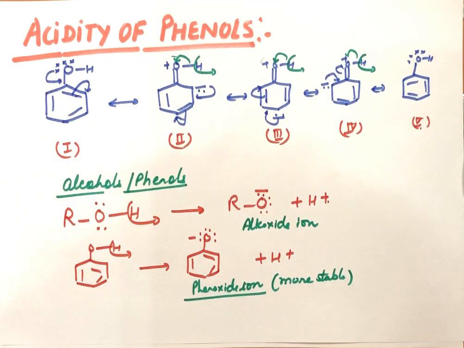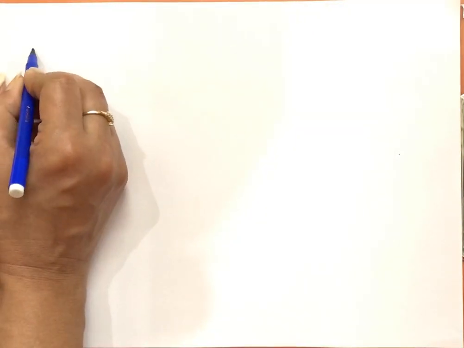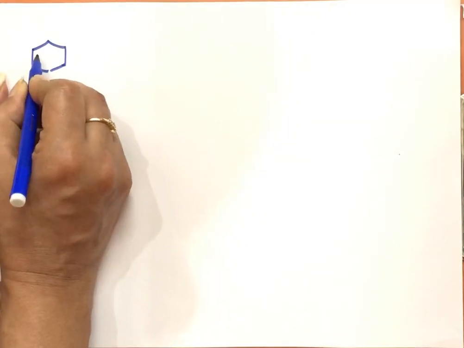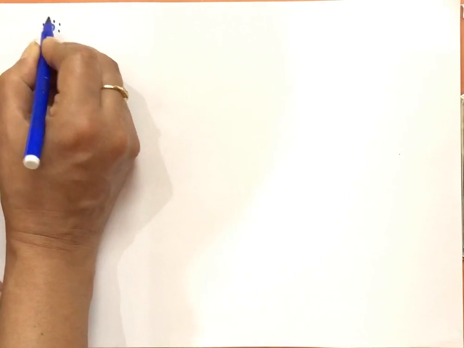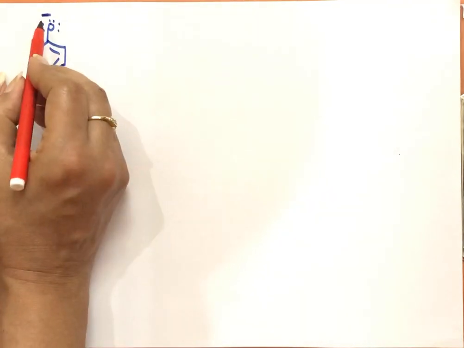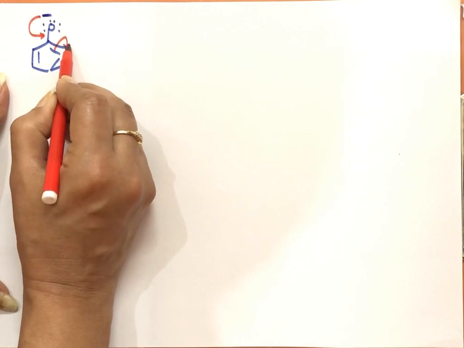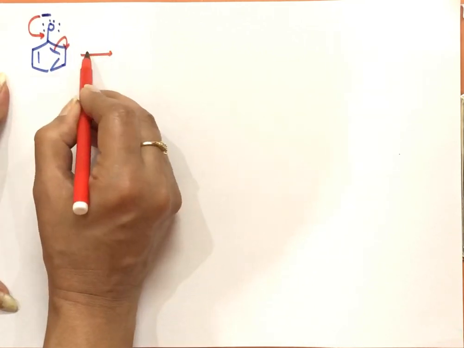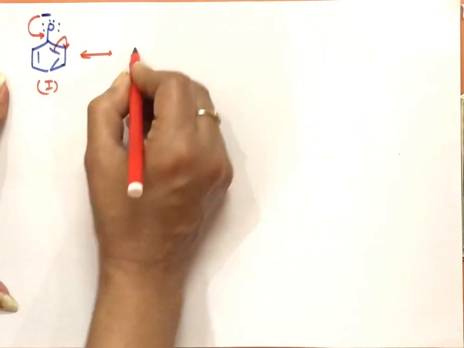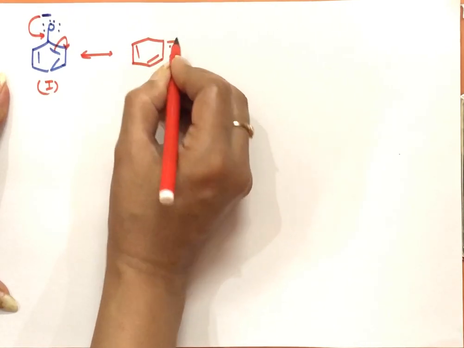That means the phenoxide ion is more stable as compared to the alkoxide ion. For this we can draw the resonating structures of the phenoxide ion further. To draw the resonating structures of the phenoxide ion, we take O, which has 3 lone pairs of electrons, with a negative charge on it. This is the phenoxide ion. In its resonating structures, the negative charge now moves here and this bond comes on this carbon as a negative charge. So in this structure, this carbon gets a negative charge.